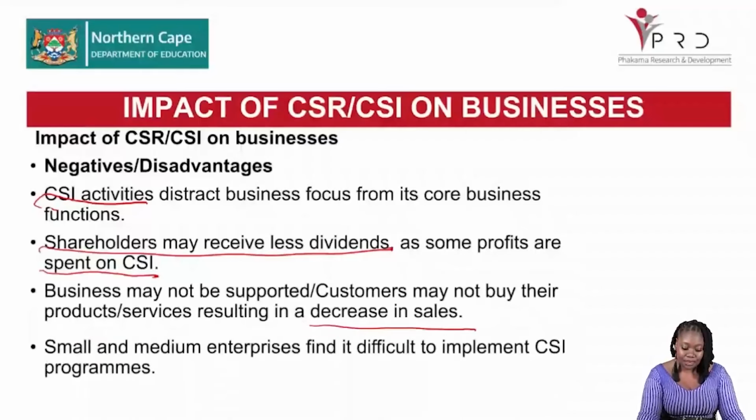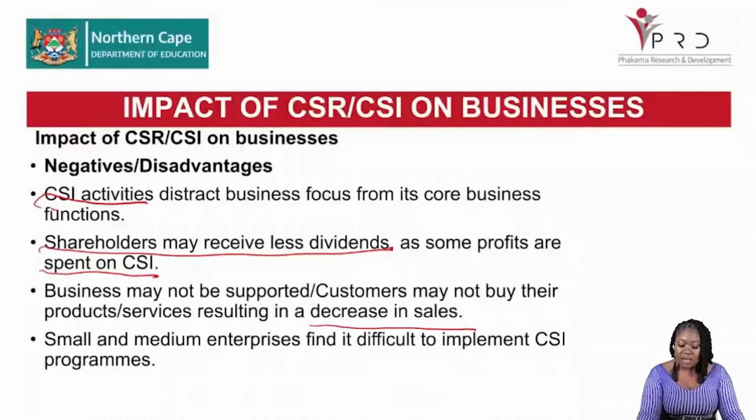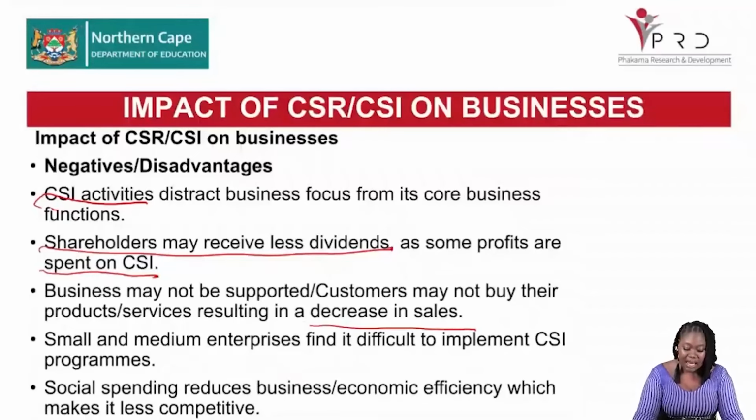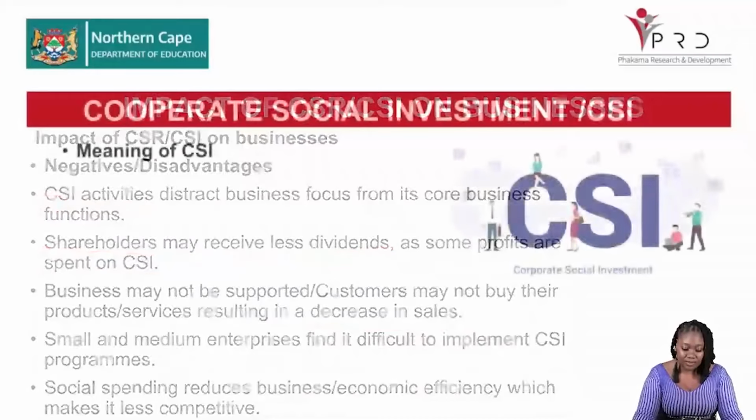Sales. Okay, and then small and medium enterprises find it difficult to implement CSI programs because remember, their profit margins are not that big. So it's difficult for them to actually have CSI programs. Okay, and then also social spending reduces business or economic efficiency, which makes it less competitive.